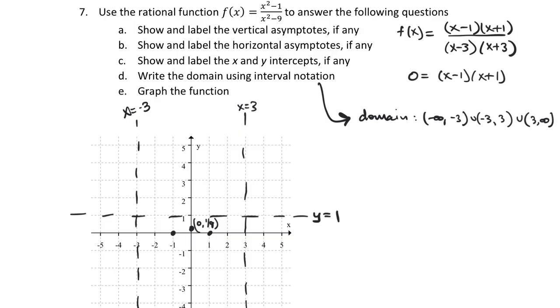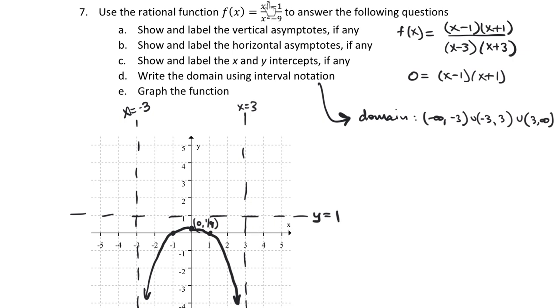Now we need to graph the function. So I'm going to start in the middle. You see we have 3 points already plotted. So it looks like there in the middle we have almost kind of like an upside down parabola. Now I'm going to go to the right side and just plot a couple of points.